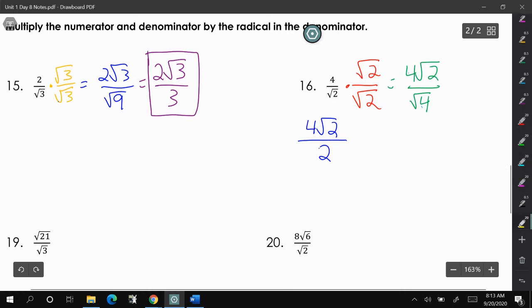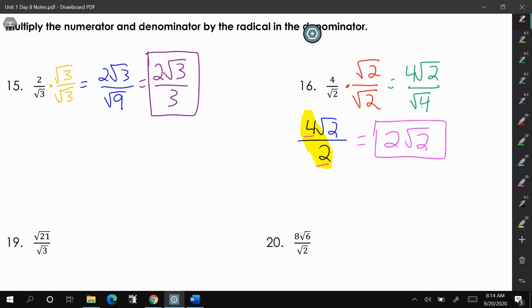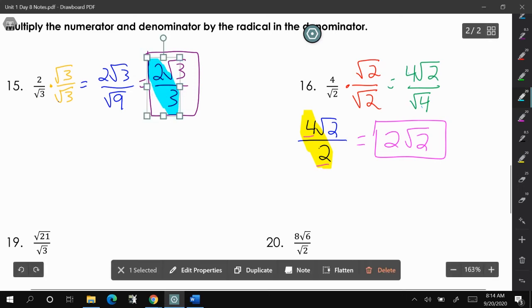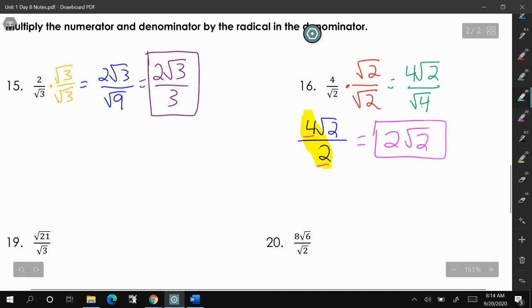Now, these two numbers are outside the square roots, so we can simplify that. 4 divided by 2 is just 2. So our final answer will be 2 times the square root of 2. So always look for that. I didn't do it here in this example because 2 divided by 3, you can't simplify that, so it just gets left alone. But in number 16, you can simplify that.